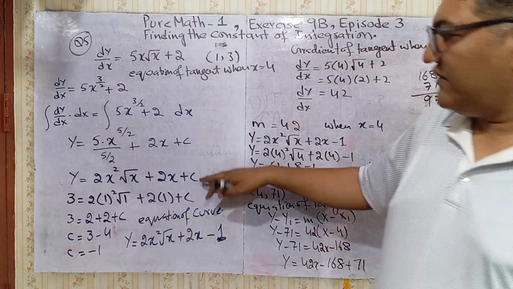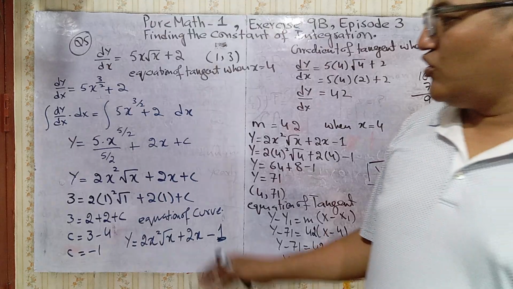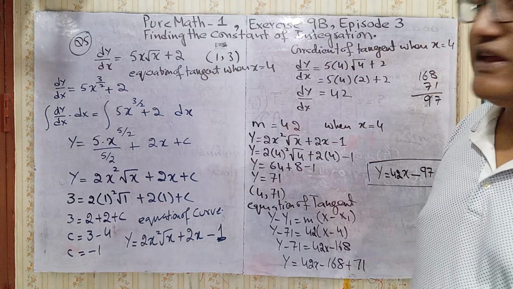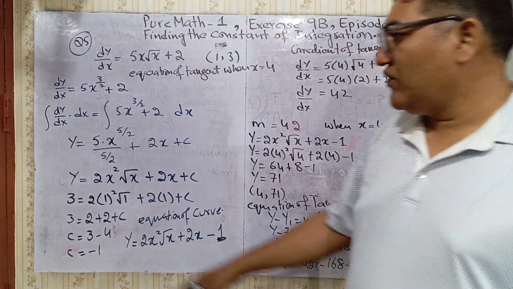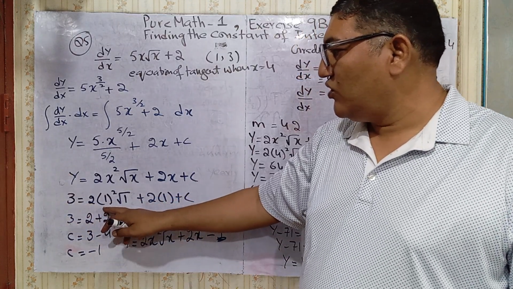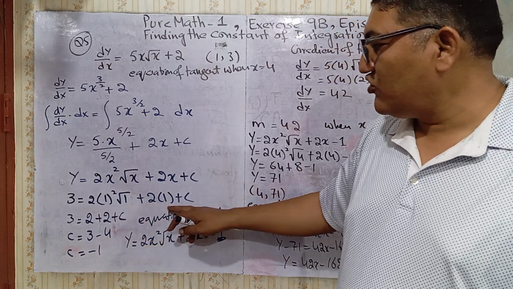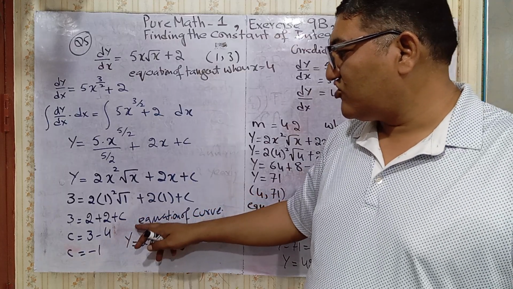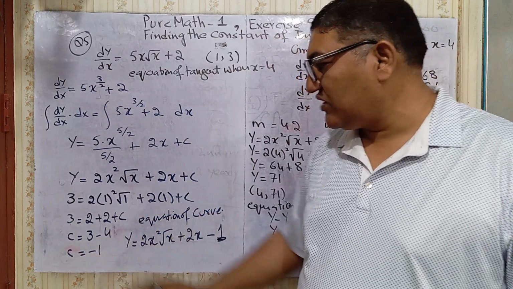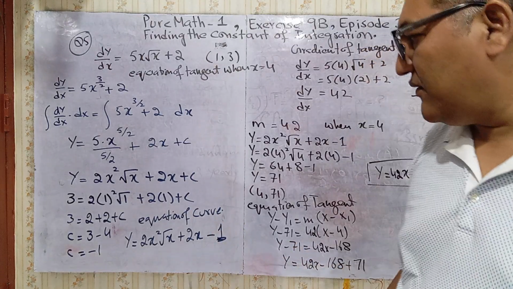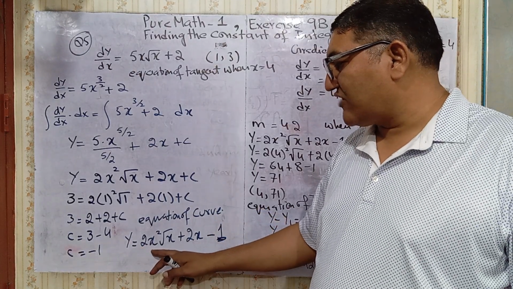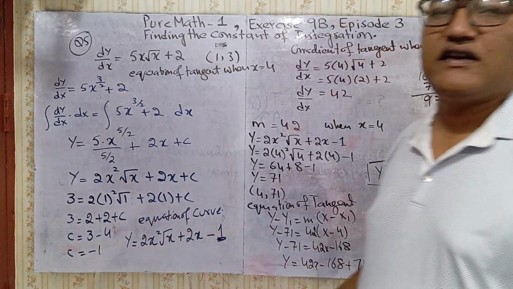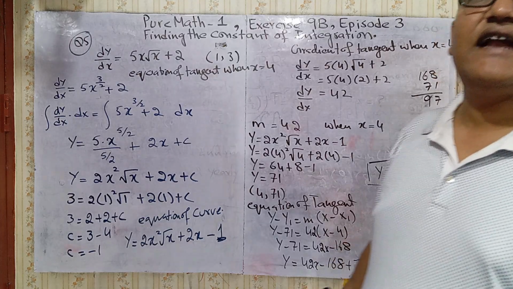Because this curve is passing through the point (1, 3), in the equation of this curve, in the place of x you will put 1, and in the place of y you will put 3. So you will have 3 equals 2 into 1 squared under root 1 plus 2 into 1 plus c. So 3 equals 2 plus 2 plus c. So c will be equal to 3 minus 4. The c is minus 1. So the equation of the curve will become y equals 2x squared under root x plus 2x minus 1. This is the equation of that curve, and this is the first part of that question.